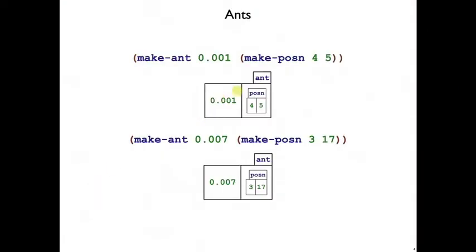Or you can think of it in this box form, where an ant has two slots. An ant box has two slots. It's just that in one of those slots we put another box, which is a posn, which also has two slots. These boxes, of course, can stretch to be as big as they need to for whatever you put in, even big enough to accommodate another box.